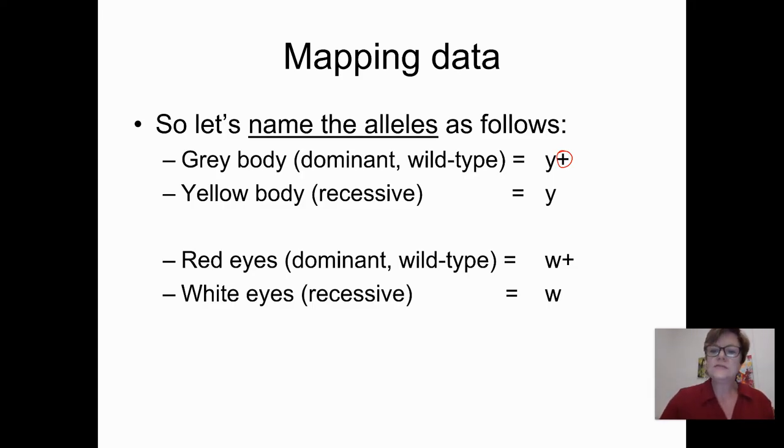For red eyes, we're going to put a W with a plus. And for white eyes, we're going to put just a W. Okay, so let's say that's how we're going to name the alleles. And so we have a gene for body color and a gene for eye color.